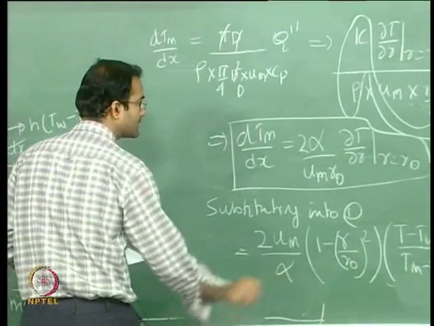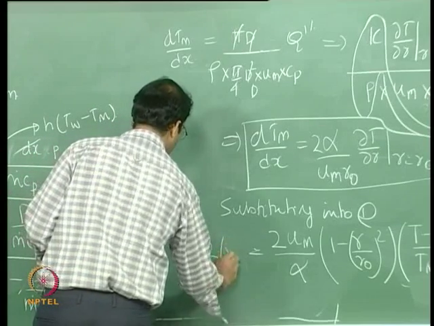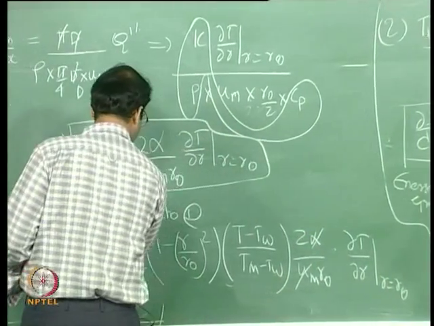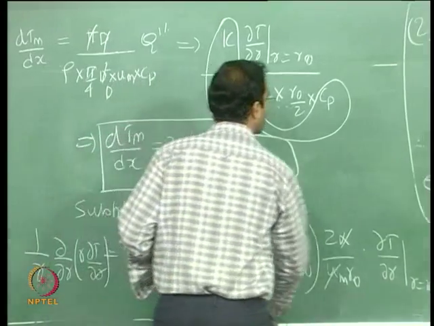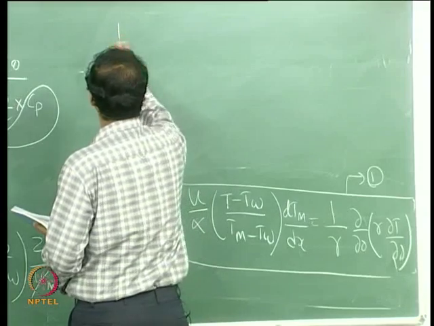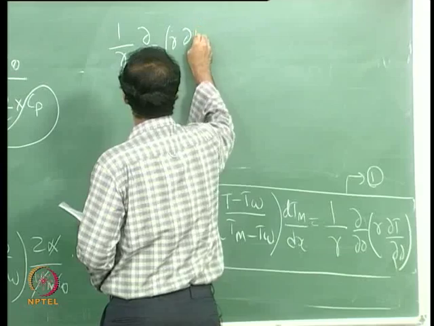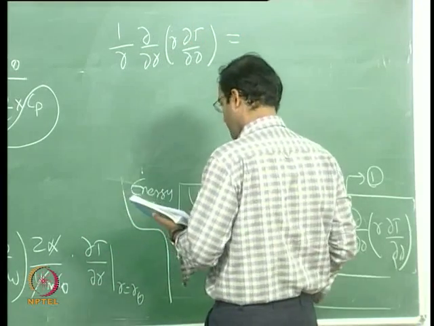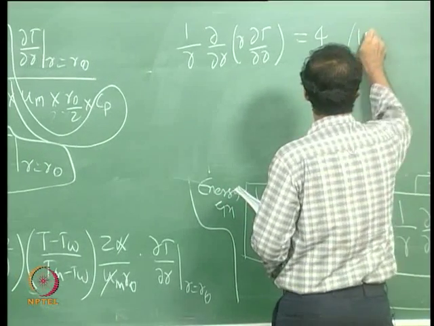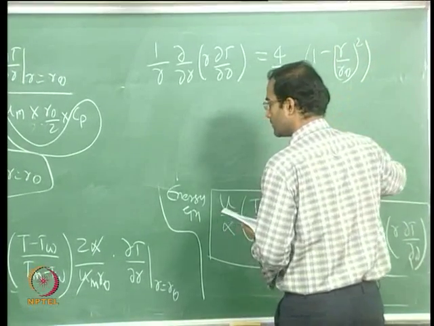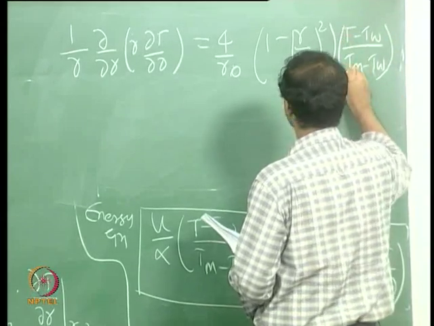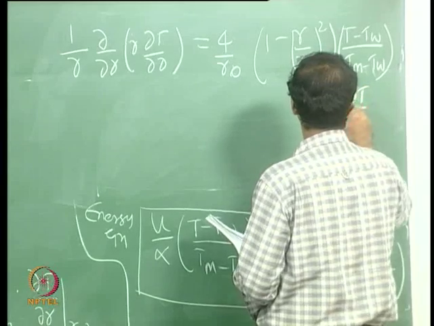So this is equal to the right hand side, which is 1 by r d by dr of r dT by dr. Here um cancels, alpha cancels. Therefore your final expression which you have to solve will be 1 by r d by dr of r dT by dr, that should be equal to 4 by r0, 2 into 2, 4 divided by r0 into 1 minus r by r0 the whole square, into T minus T wall by T mean minus T wall into dT by dr at r equal to r0.